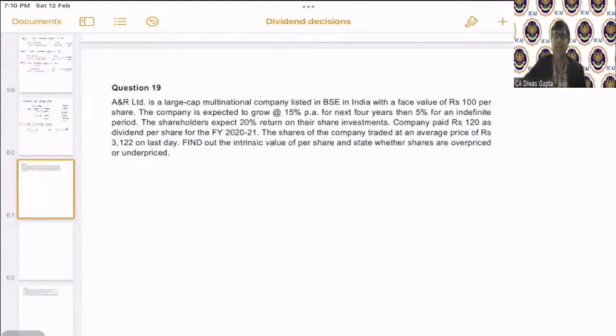Question number 19. Very interesting and very good question. So let us do this question, and something that we have not seen till now. Okay. A&R Limited is a large cap.